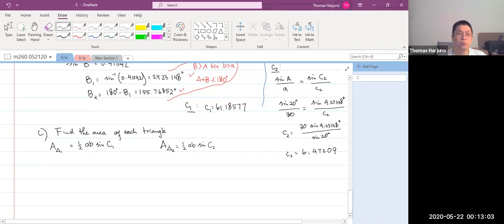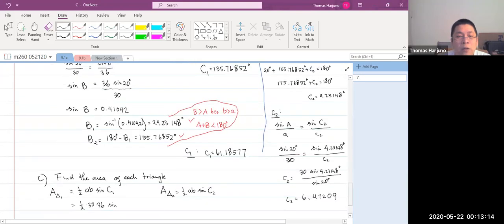Now you do yours, I do mine. You do the first one. I think that's 30 times 36. Sine what again? 135 something. 135.7685 degrees, while mine will be 1/2 times 30 times 36 times sine 4.23148 degrees.